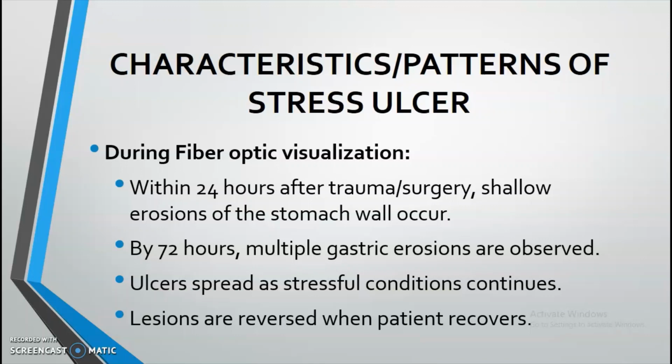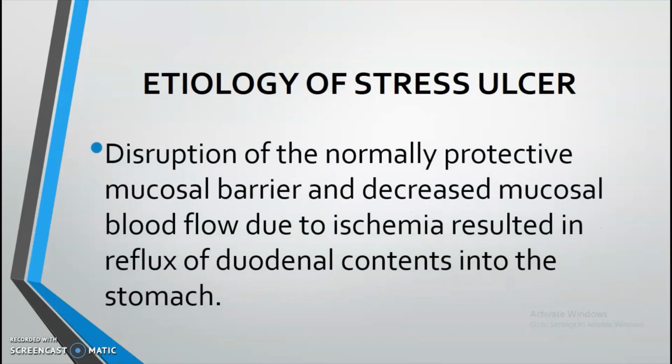Unlike yung peptic ulcer, hanggat hindi natin ginagamot is hindi siya gumagaling. Okay. The etiology of stress ulcer is basically the disruption of the normally protective mucosal barrier and decreased mucosal blood flow, okay, due to ischemia, reflux, and duodenal contents into the stomach. So in comparison to peptic ulcer, it is more on the decreased mucosal resistance and the increased acid concentration, while the etiology of stress ulcer is more on the blood flow that is leading to ischemia, then eventually death of the tissues in your gastrointestinal lining, causing excoriation in our gastrointestinal area.